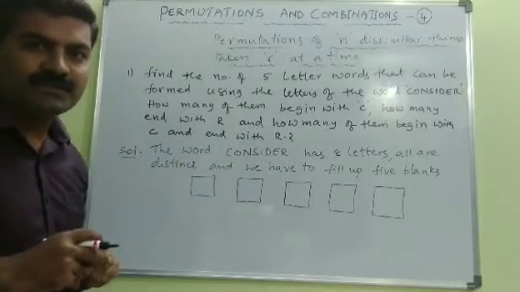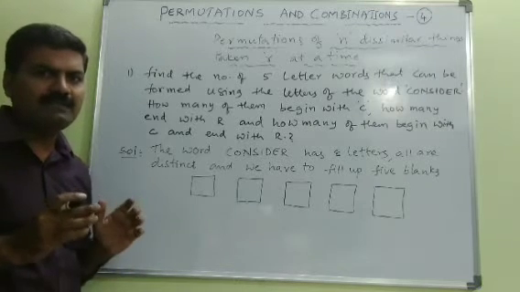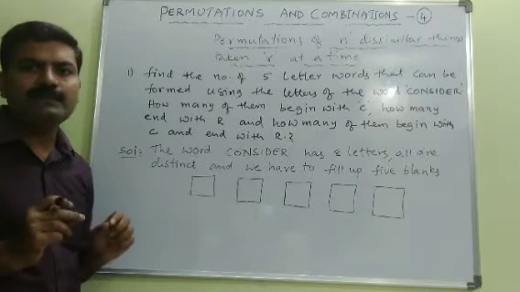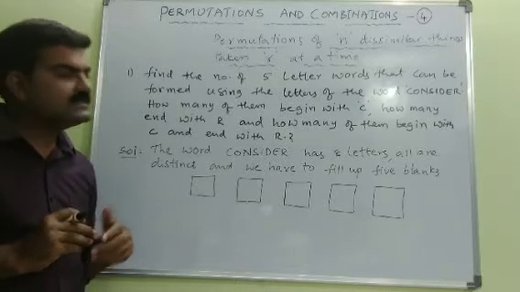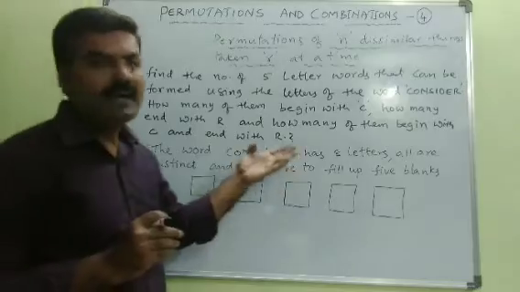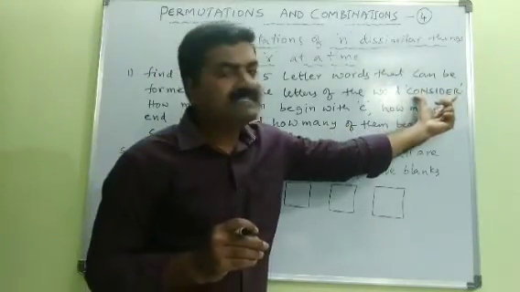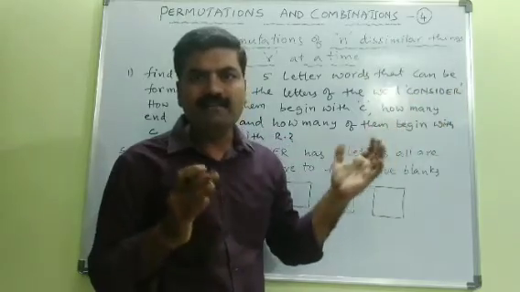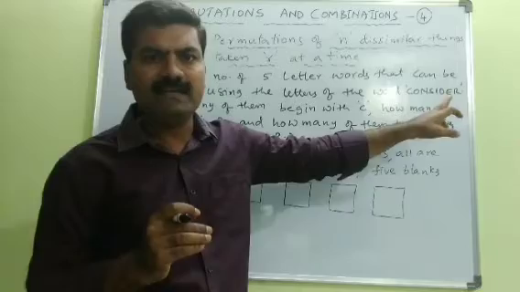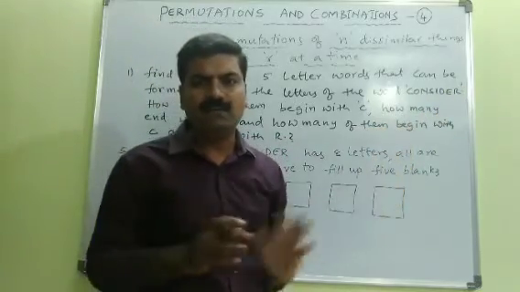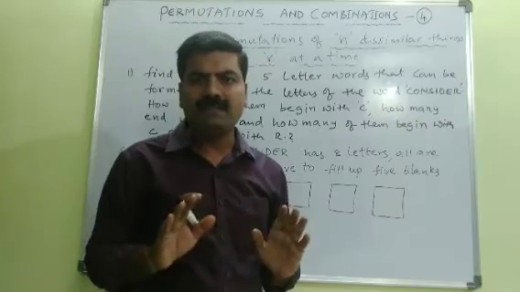See, what a beautiful question, isn't it? Very easy, don't worry, if you have a basic idea about the fundamental principle of counting. This comes under this category. See, there are n distinct letters. No letter is repeated here: C, O, N, S, I, D, E, R. All the 8 letters are different, distinct.